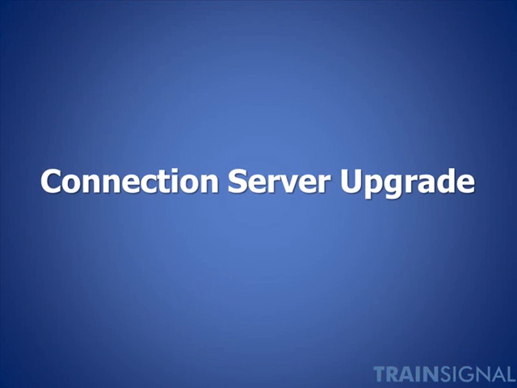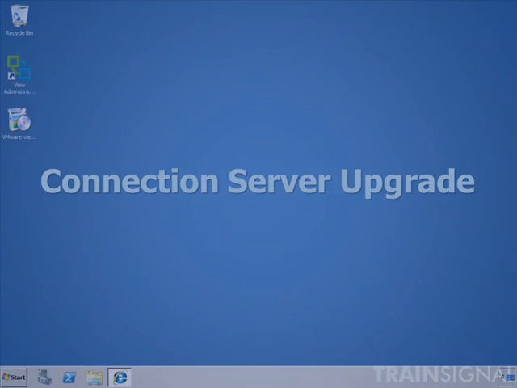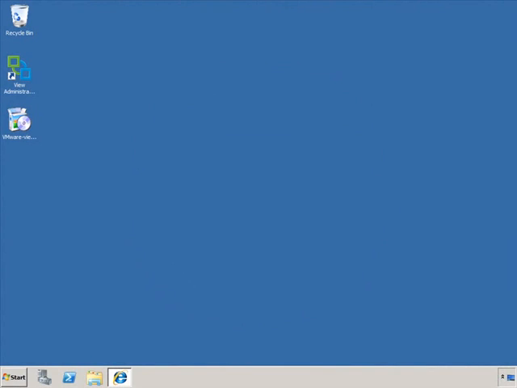So now let's jump into our demo environment, where I'll show you how to do the upgrades, starting with the connection server. So here I've switched over to our View connection server. We're on the desktop. You'll see that we have the VMware View Connection Server 5.0 installation file ready to go.